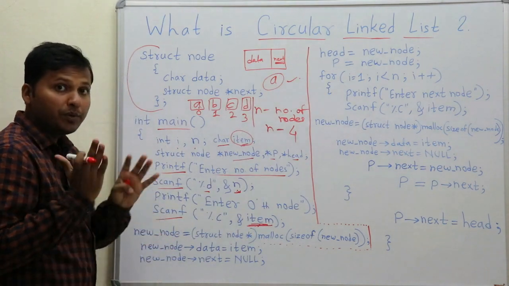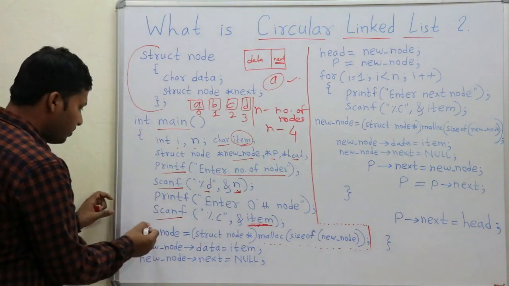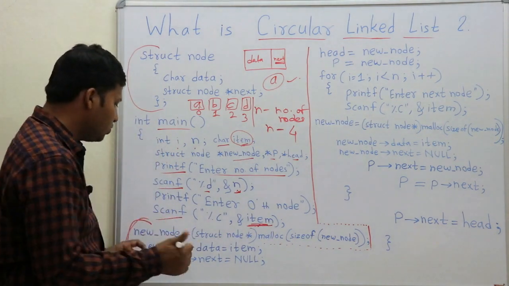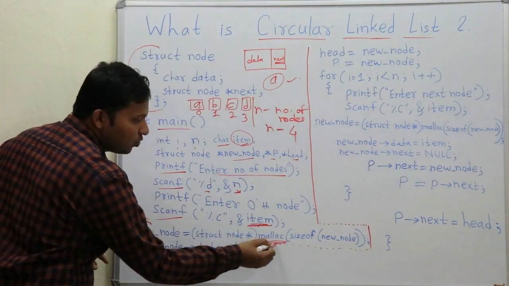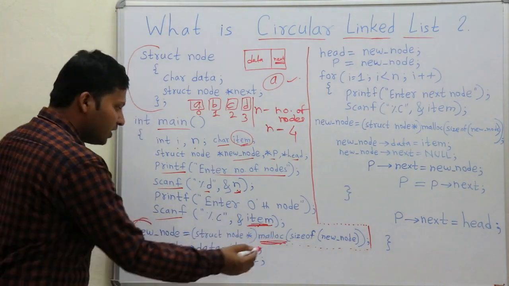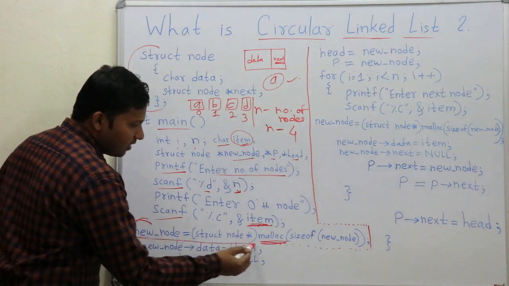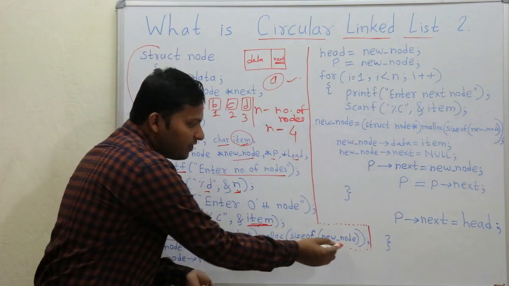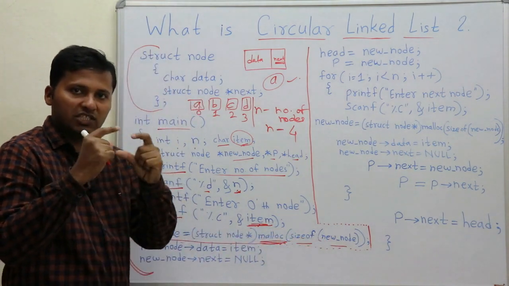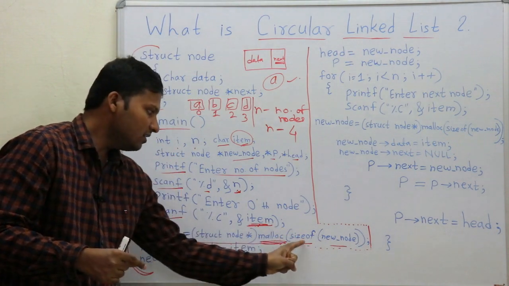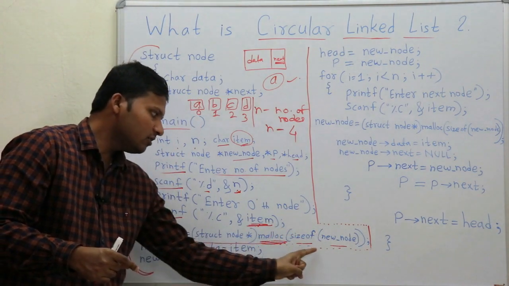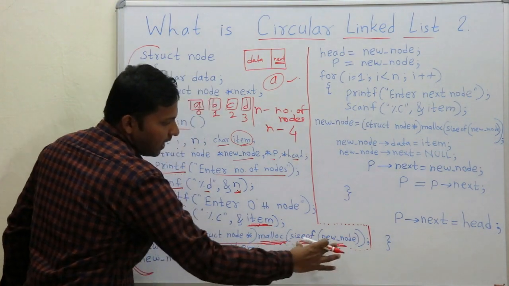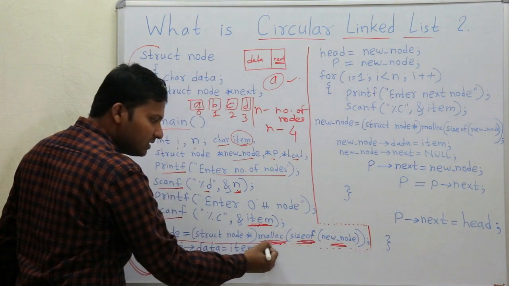Now we have to prepare a node. The preparation of the node is here. What do you mean by preparing a node? It means you have to allocate memory to that node. The malloc function in this statement allocates memory to the node by measuring the size of that node. It first measures the size of that node and then allocates the memory. Here it is written sizeof new node, and this much size is allocated with malloc.